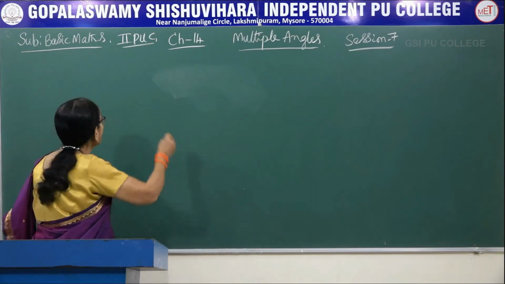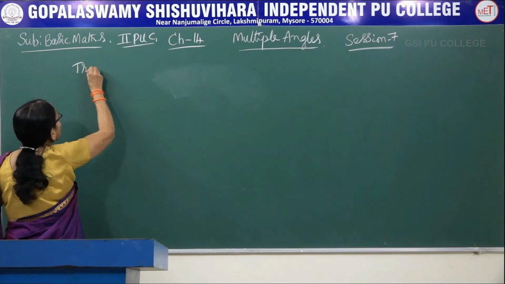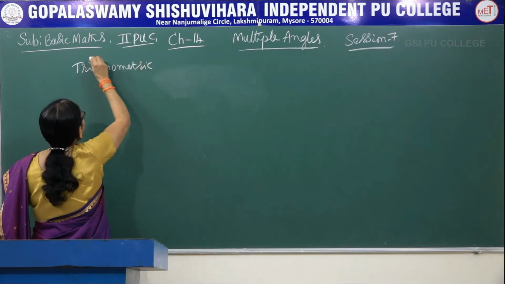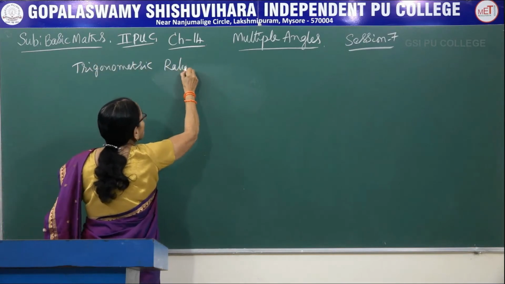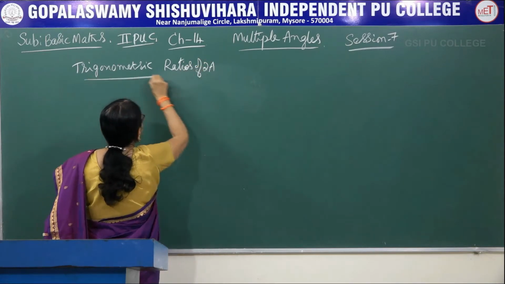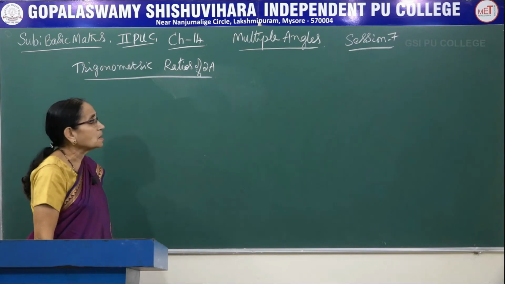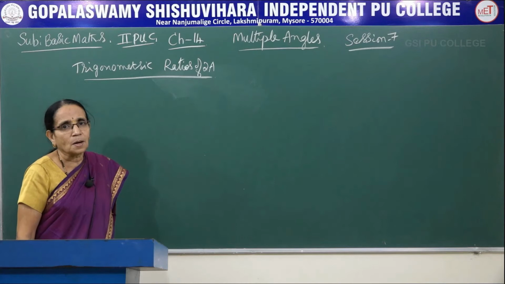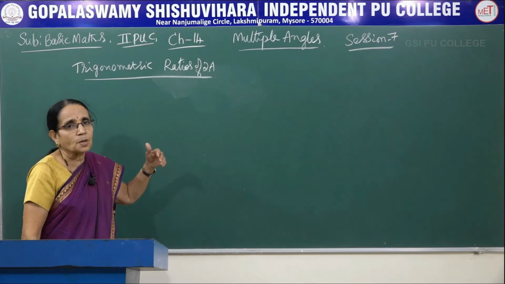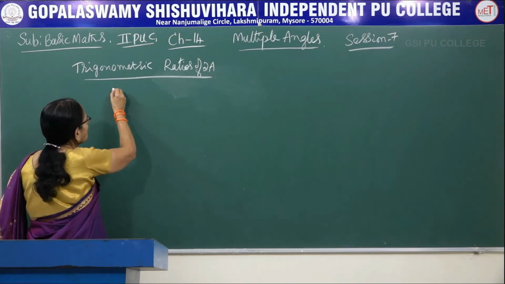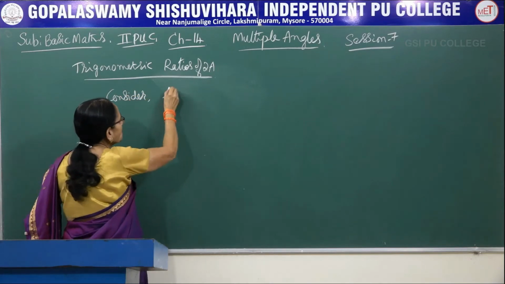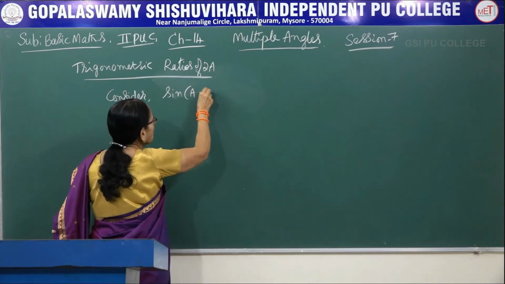Now, first I am taking the trigonometric ratios of 2A. Here again, we start with the compound angle formula. That is why we have taught you that first, because here the application of the compound angle formula will be taken. Now, consider sin of A plus B.